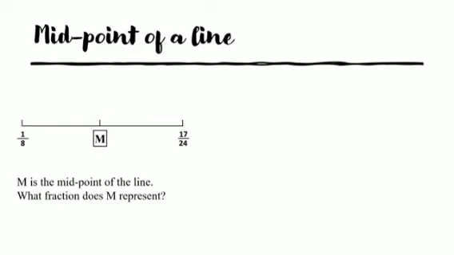In this example, we'll be looking at finding the midpoint of a line. Suppose you were given this line and you were asked to find the value of m, where m is the midpoint of the line. To find the fraction that m represents, let us look at our working column. The first thing that we should do, as was previously mentioned, is add the two endpoints. That is, we add 1/8 and 17/24.